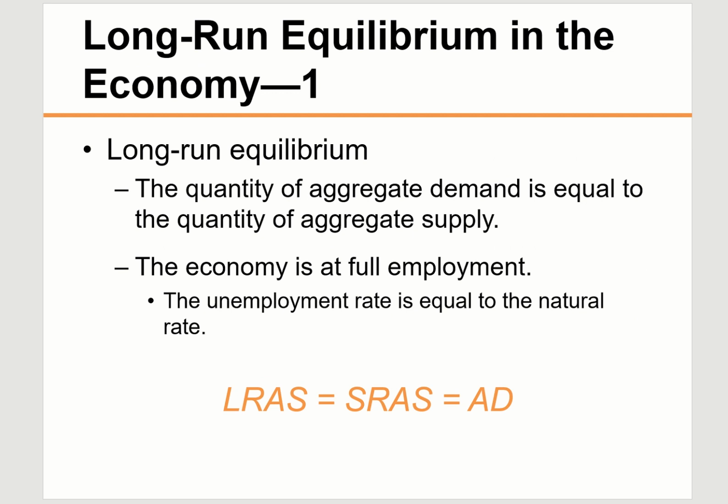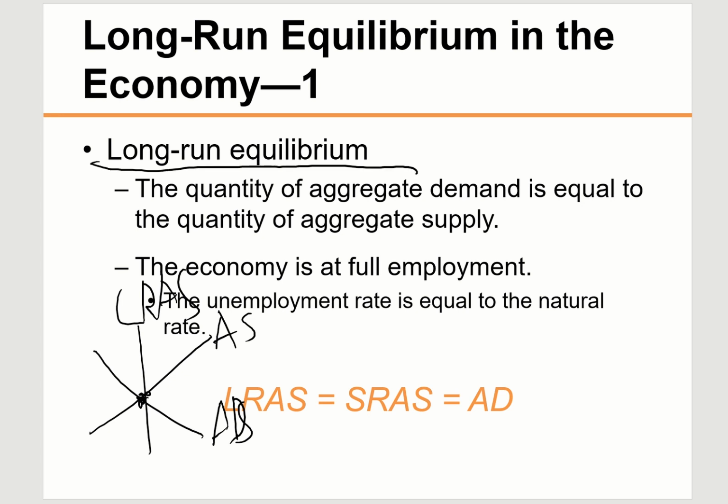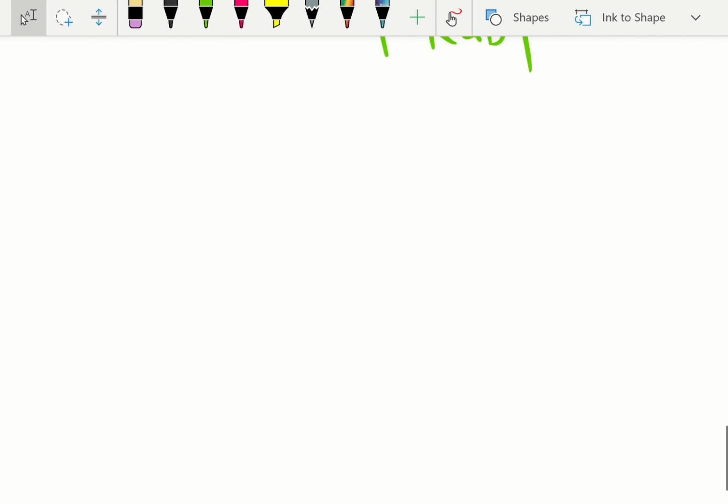All right, so in the long run aggregate supply curve, our long run equilibrium is where all three lines intersect. So your aggregate demand curve, aggregate supply curve, and long run aggregate supply curve all intersect in the same point. That's your long run equilibrium. From that point you will see what the real GDP for the economy is, and also what the unemployment and the price level in the economy are.